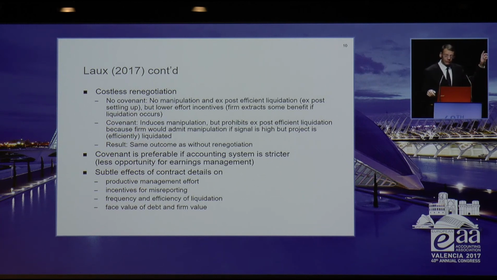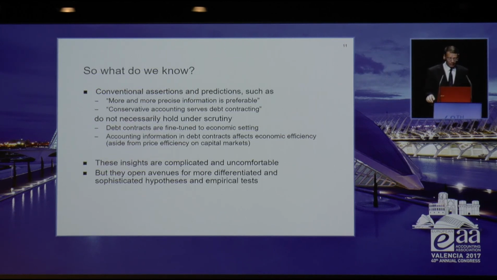And the interesting thing I'd like to point out about this paper is there are many things that happen at the same time, right? So productive effort, misreporting incentives that are endogenous, efficiency of liquidation, and also the change in the face value of the debt, which changes the incentives again, right? So there are many things being entangled in here. So what do we know?